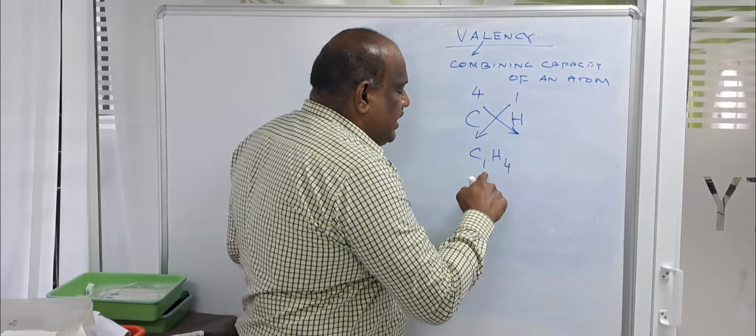Now let us take the last example and we'll finish for the day, because you may be tired. So chlorine. Its atomic number is 17 and its mass number is 35.5. So what is the number of protons?